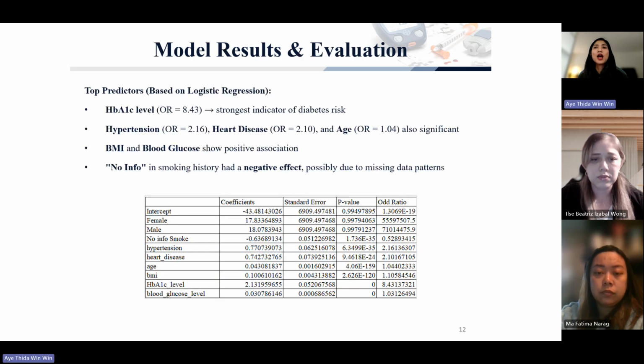Here is the model result. Our top predictor was HbA1c level. People with higher levels had over 8 times the risk. Other important predictors were hypertension, heart disease, and age. BMI and blood glucose were also positively linked to diabetes.